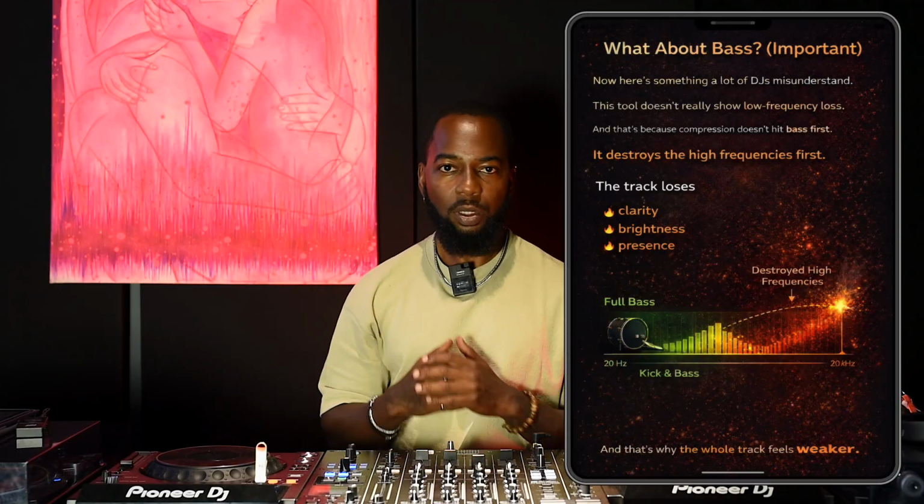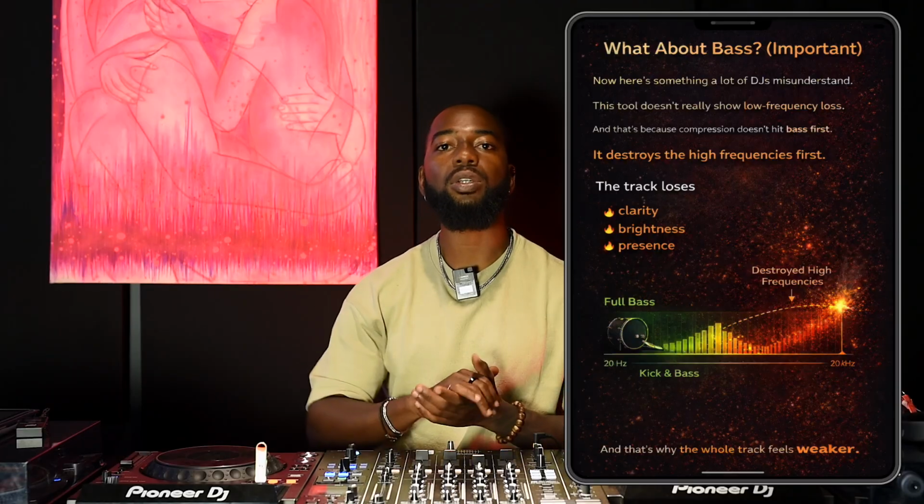So now let's talk about something the tool does not show. So we've been talking about the high frequencies, but what about the low frequencies? This tool doesn't visually show destruction of low frequencies, but it's important for you as a DJ to know that compression hits the high frequencies first. So that's probably where you're going to lose information if you are going to lose information. In my personal experience, I've only seen one of my own tracks where the low frequencies felt weak. So compression hit it somewhere, but other than that, it's only ever the highs or the mids that get hit first, and then essentially you might create that weaker sounding track.